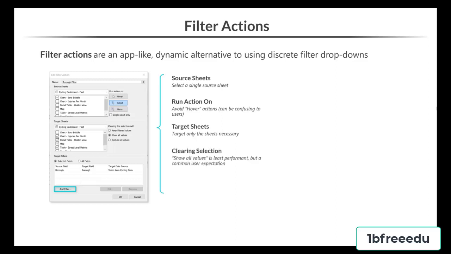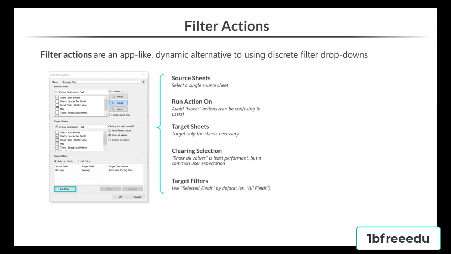Next is the clearing selection. Here, show all values is the default action processed when releasing a filter action. While this option is the most common and expected among users, it's also considered the least performant because when the filter is released, all marks and values will return to the view. If it fits your use case, try leveraging the Keep Filtered Values or Exclude All Values options, as those are a bit more performant.